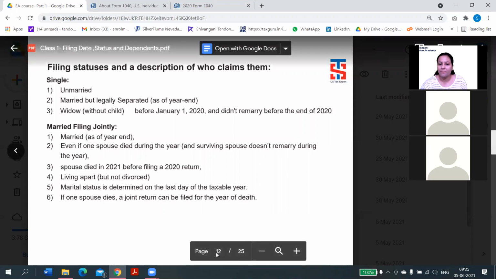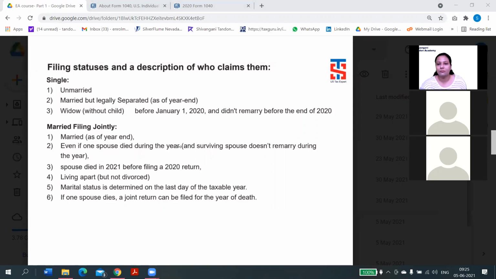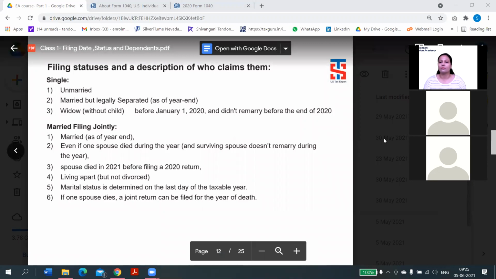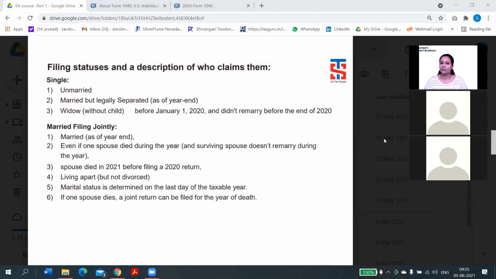Regarding point 3, that spouse died in 2021 before filing the 2020 return. Suppose a person is filing his return on May 17th, and the spouse has expired in the month of January 2021. So still can we go for MFJ? Yes. You are asking for death in May and return filed in January next year, right? No, I got confused with this. When should it be filed? Should it be filed earlier, before the death, right?